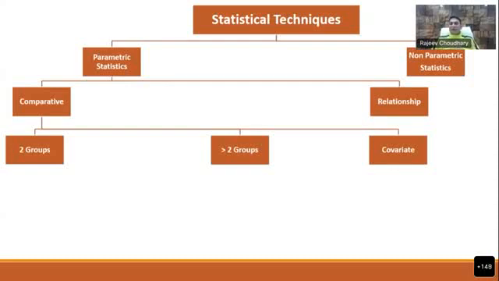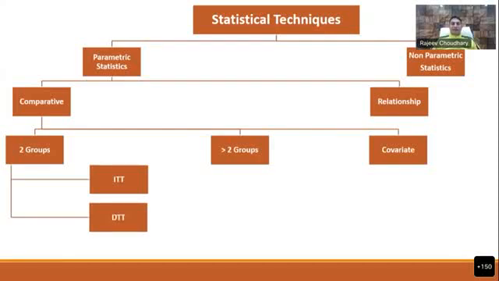Now my story starts. The technique which is used to find out the significant difference between two groups, the technique which is used to compare two groups, is known as the t-test. But there are three different types of t-test. The first one is the independent t-test. The second one is the dependent t-test. And the third one is the one sample t-test.